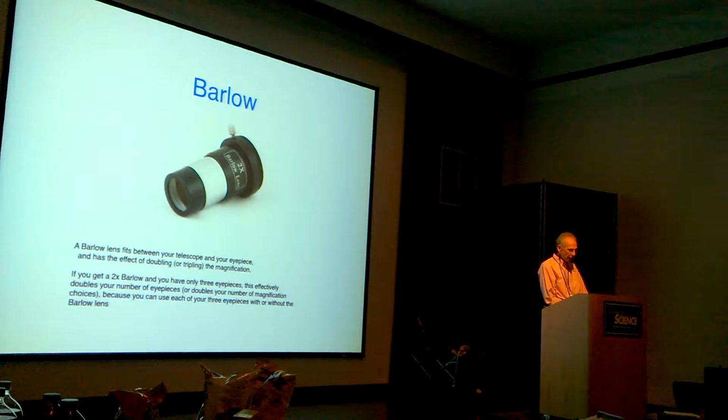Just to briefly mention, a Barlow is a special kind of eyepiece that you put between your telescope and your regular eyepiece and has the effect of doubling or tripling the magnification. There's 2 power and 3 power Barlows. If you get a 2 power Barlow and you have only 3 eyepieces, it effectively doubles your number of choices because you can use each of your 3 eyepieces with or without the Barlow.